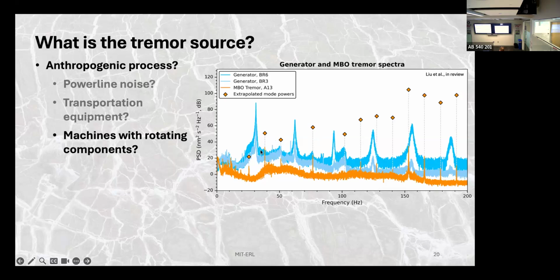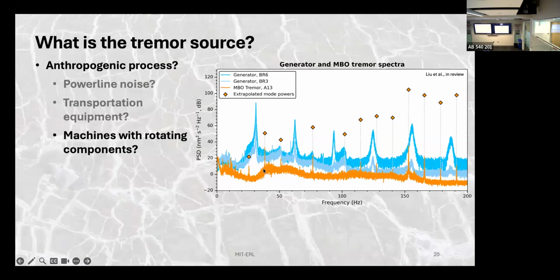As you can see for the power generator case, when you move away from the power generator, the higher modes decay very fast. And at a distance of about 100 meters, the higher modes near 200 hertz are almost below noise level. However, in our case, the higher modes can even be stronger than the lowest mode.